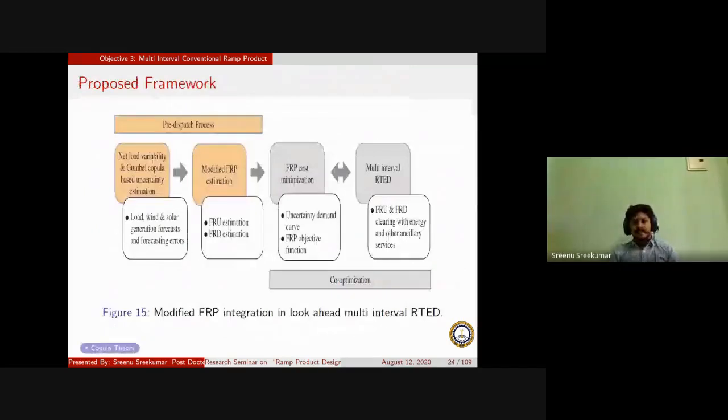And this is the proposed conventional FRP framework. It has two stages: pre-dispatch process and co-optimization. In the pre-dispatch process, we will estimate net load variability and uncertainty using load, wind, and solar generation forecasts and their expected forecasting errors. Afterwards, we will estimate the FRP requirement using the estimated net load variability and uncertainty. And in optimization, first we will optimize the conventional FRP cost, then we will clear FRP in multi-interval RTED along with energy and other ancillary services.